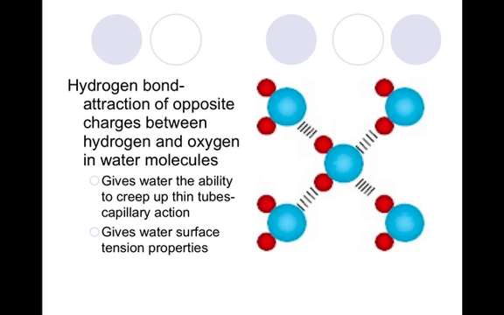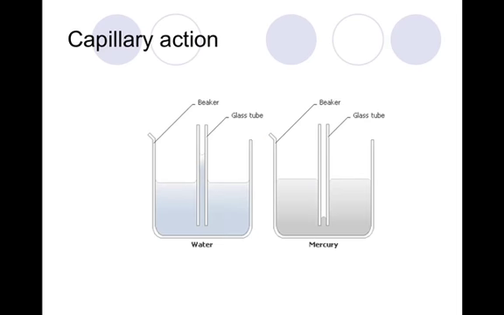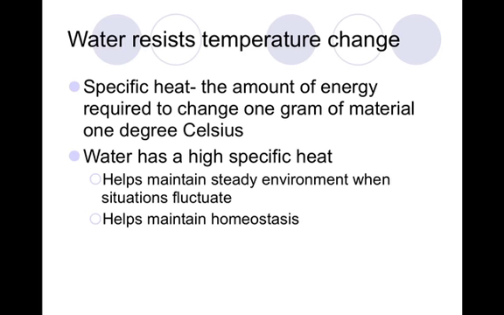It also gives water surface tension properties. The surface tension properties allow for some tiny organisms to walk across water without falling through. That was how we were able to put the paper clips in the water. This picture here shows the difference of capillary action, how in the glass tube the water wants to crawl up that. That's because of that hydrogen bond, the molecule being polar.